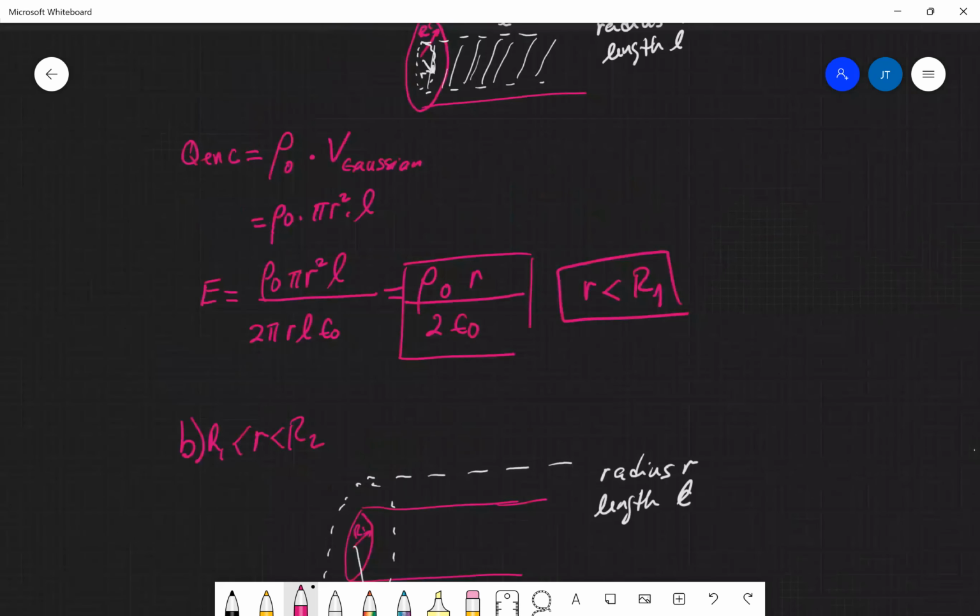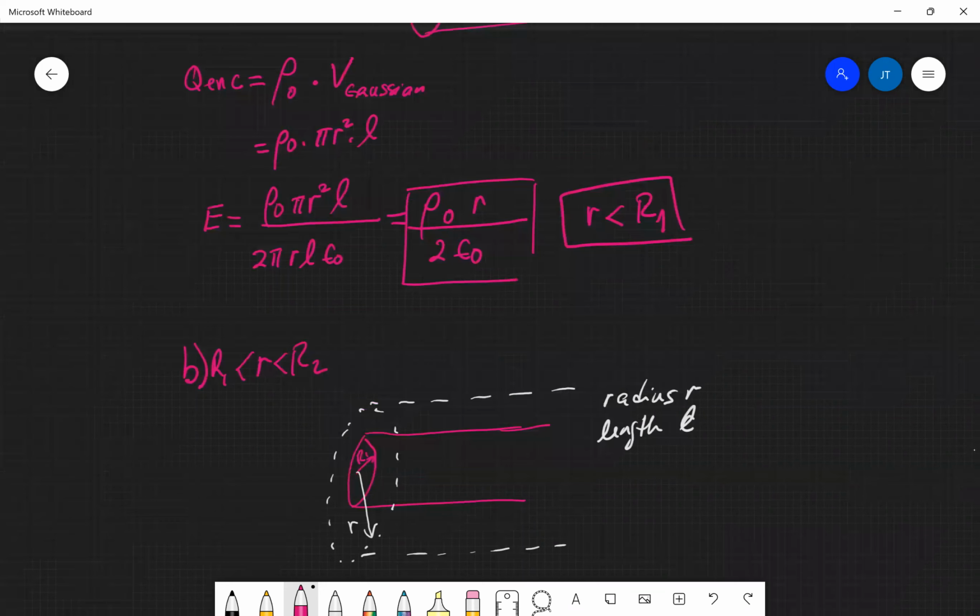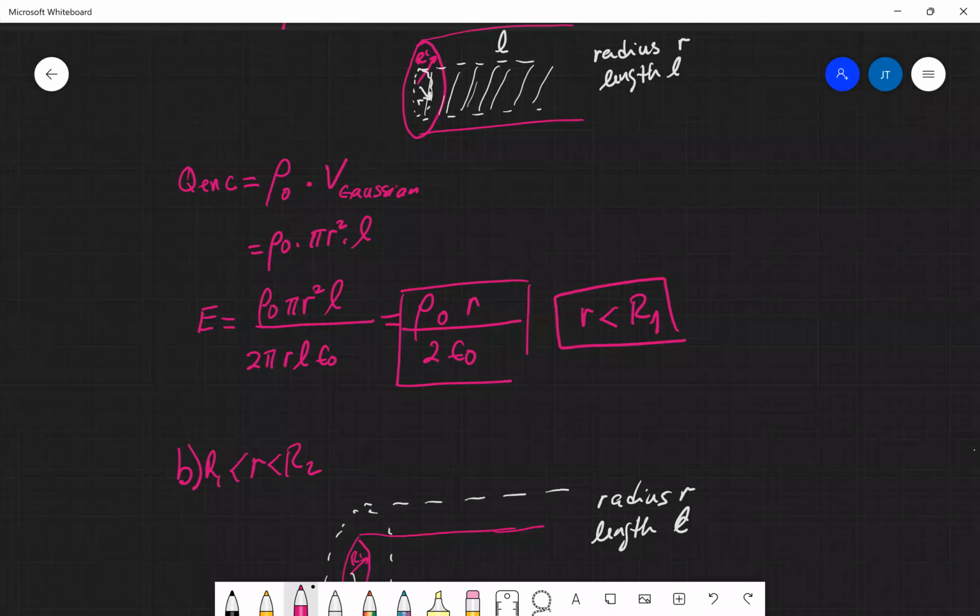When we're inside, the electric field is going to increase as we go away from the center because we're accumulating more charge inside our Gaussian surface, or inside our radius, while we're inside the cylinder R1. That was part A. So as we go out, the electric field increases, and in this case, it increases linearly because rho is constant.